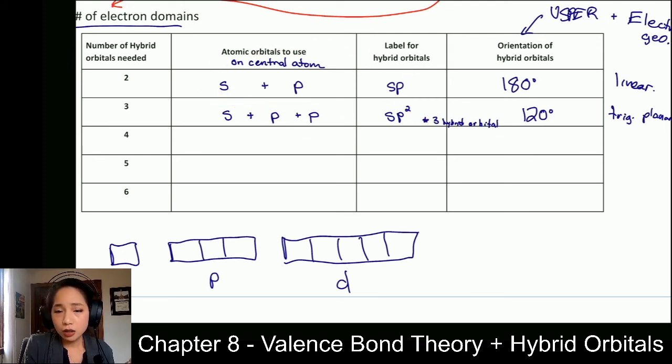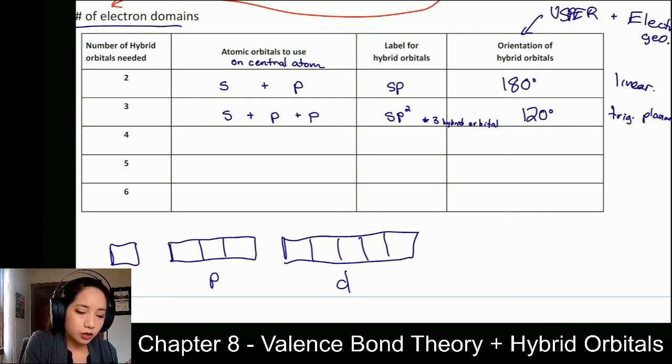All right. So really the only new information are these 2 middle columns here. We know number of electron domains is number of hybrid orbitals. So the only new stuff is, what atomic orbitals do you need to combine to make those hybrid orbitals? We already know these shapes and degrees from VSEPR theory and electron and molecular geometry. Okay, so let's keep going.